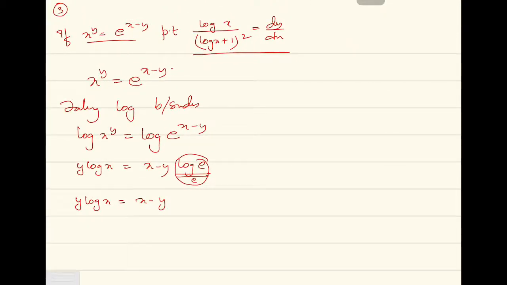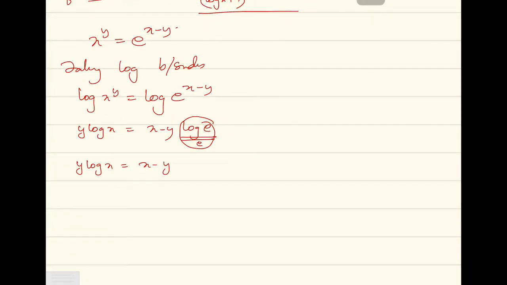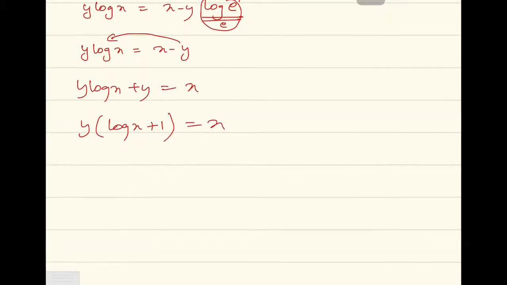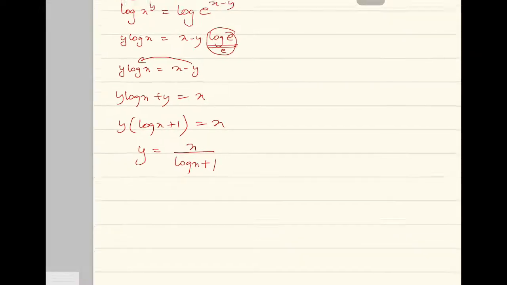So now what can I do here? Can I bring the y to this side? So y log x plus y equals x. It will be absolutely correct. Then y common, y times (log x plus 1) equals x. Then finally, can I make y the subject? It will be x divided by log x plus 1. That's the best trick you can apply here, because that will make the sum very simple.